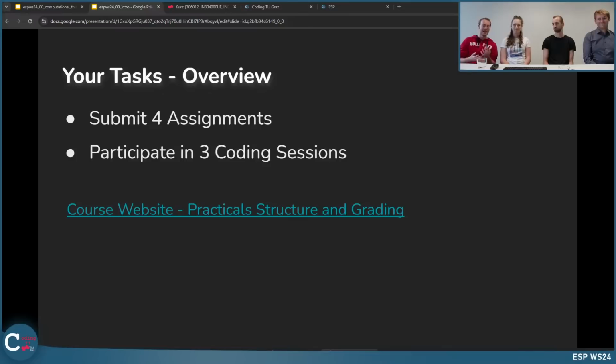But what do we have now in the practicals? We have 2 large building blocks in the practicals. These are the assignments, and you will need to solve 4 assignments during this semester. And you also need to attend 3 coding sessions. And now the next thing is we will discuss what the assignments and the coding sessions will be.